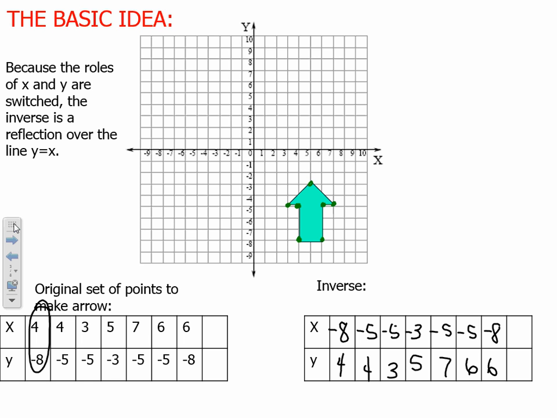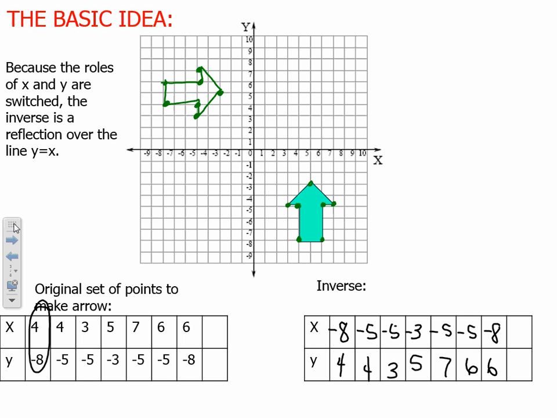And then if I go ahead and graph all of those, -8, 4, -5, 4, and -5, 3, and -3, 5, and then -5, 7, and -5, 6, and -8, 6. You can see the arrow up there, okay?